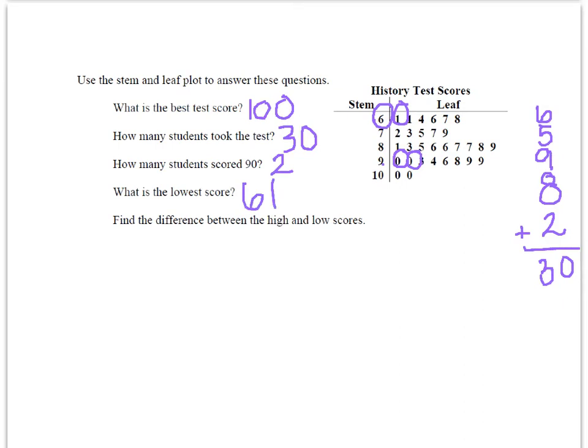Find the difference between the highest and the lowest scores. Well, I know that the highest was 100, the lowest was 61, and I'm going to find the difference. I know that the difference between 100 and 61 is going to be 39.